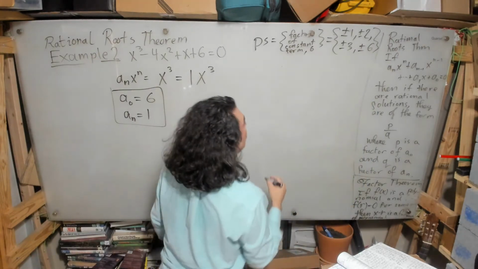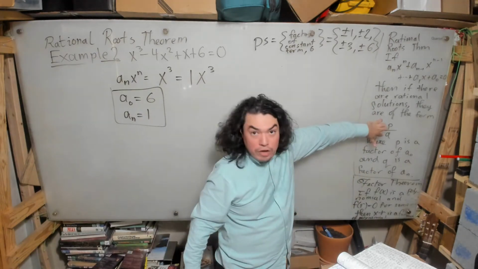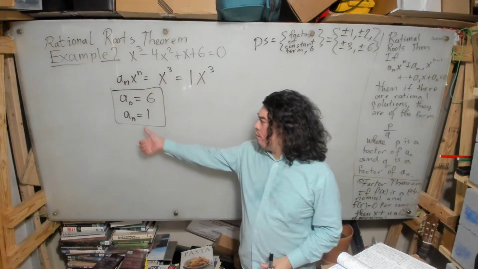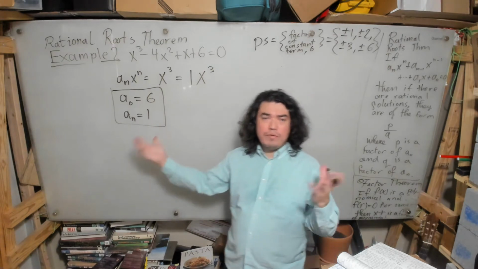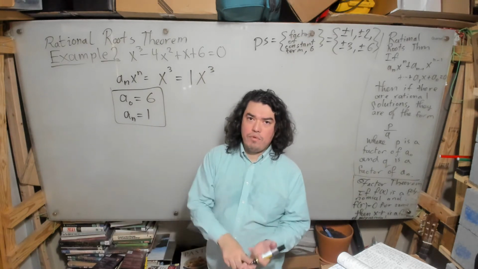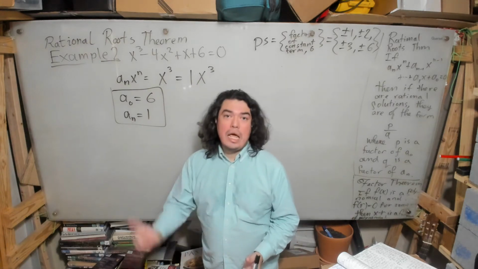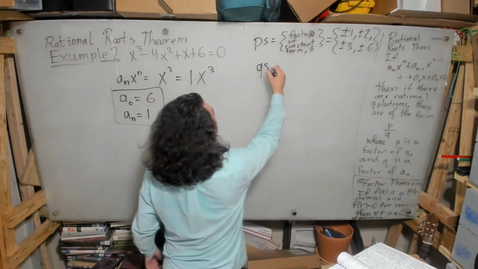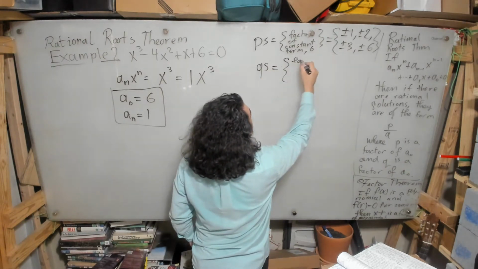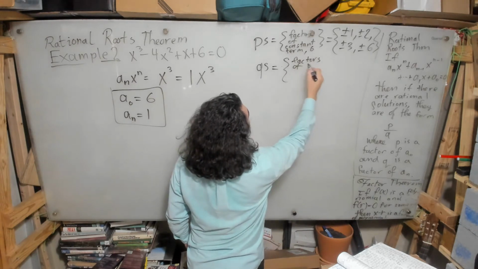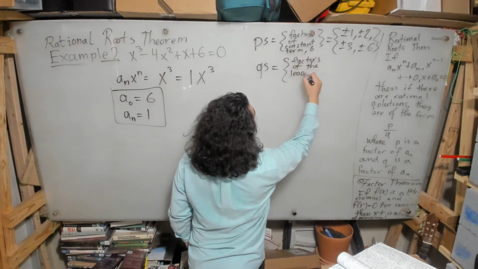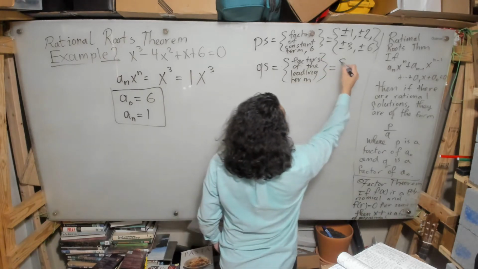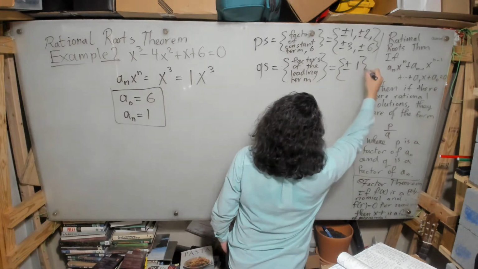What are our q's? The denominator of our possible rational roots. Those are going to be the factors of the leading coefficient, in this case 1. The only factors of 1 are 1 and negative 1. Why? Because 1 times 1 is 1, and negative 1 times negative 1 is 1. So our q's are going to be the factors of the leading term, and that's just plus or minus 1.